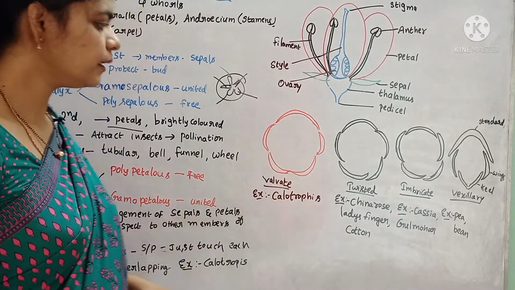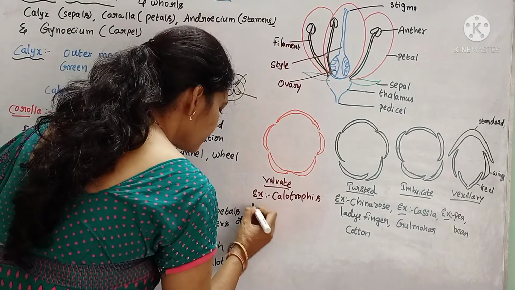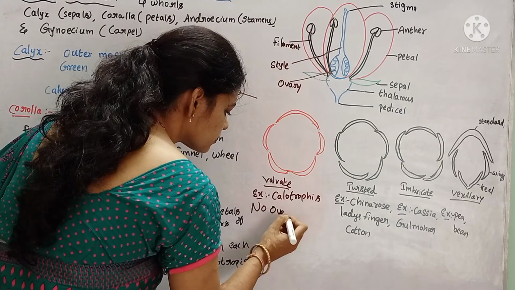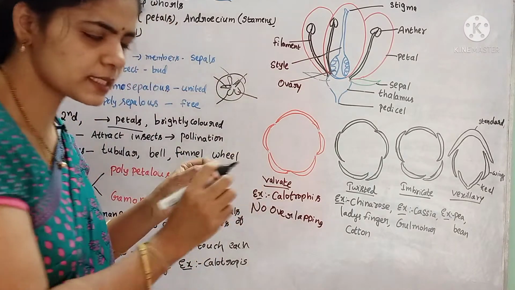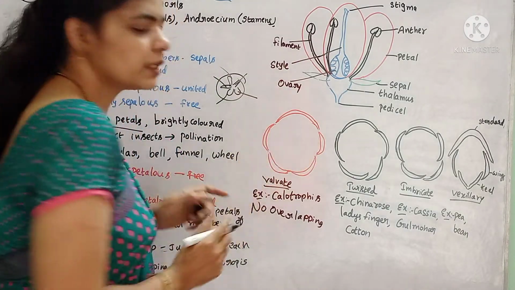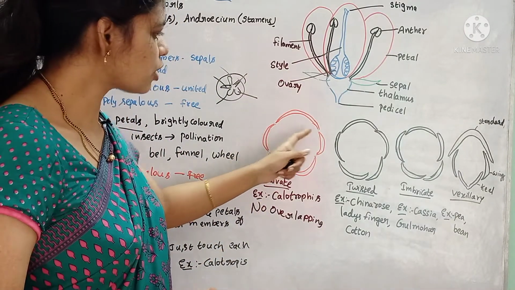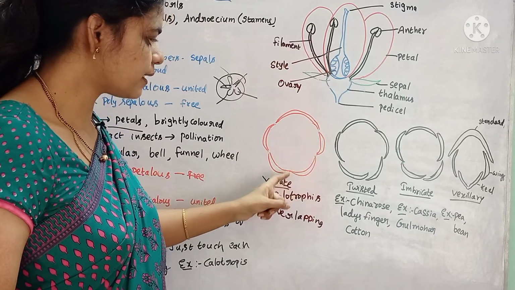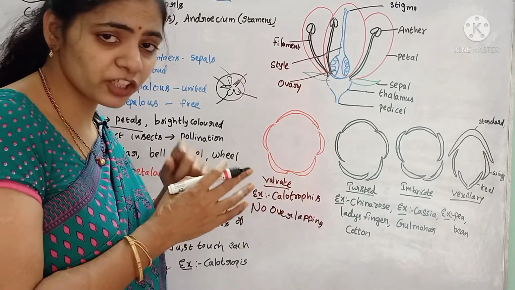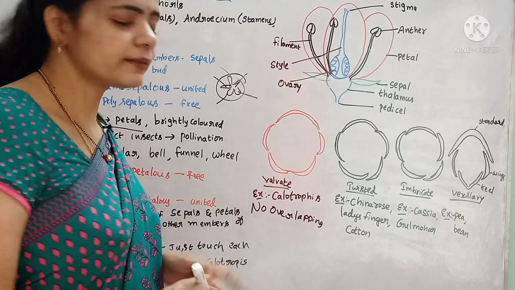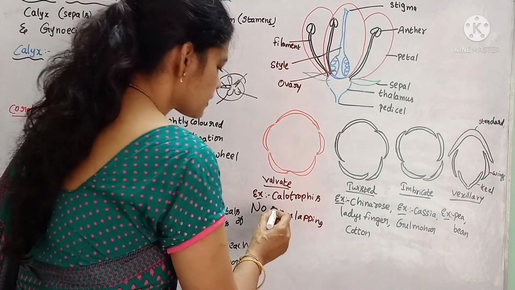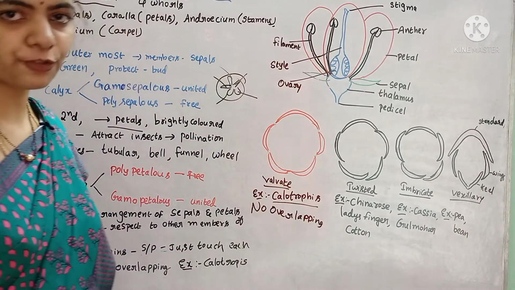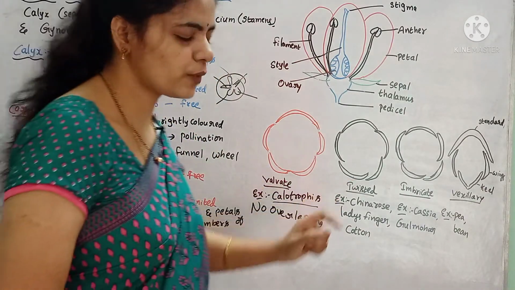So what happens here? There is no overlapping. They just touch the borders. The edges, the ends of these sepals or petals are just touched by each other, but they will not overlap with one another. That type of arrangement is called valvate aestivation, and this kind of aestivation is seen in Calotropis. And another one is twisted.